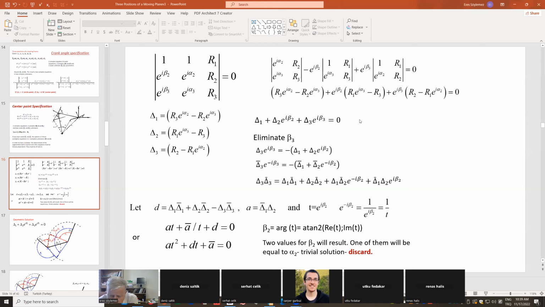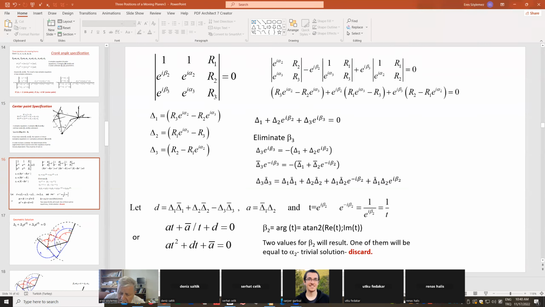In order to solve for beta 2 or beta 3, I'm sure you have seen it in the mechanisms course, I separate either beta 3 or beta 2: write the term containing beta 3 on one side, and the other terms on the other side. This is what I do. Take delta 3 e to I beta 3 on one side, and then it will be delta 3 e to I beta 3 is equal to minus delta 1 plus delta 2 e to I beta 2.